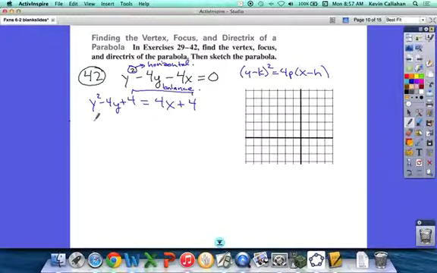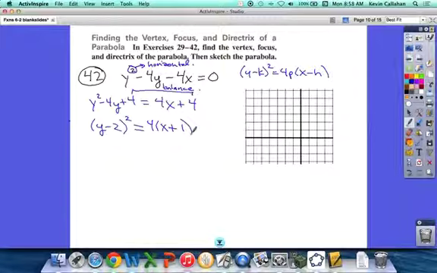Okay, now, what's on the left can be put into the y minus something squared. What will that y minus something be? Y minus, remember it's half of the middle term, 2. And on the right, you could factor the 4. Since there's a coefficient on x, we need to factor it from both terms. So that'll be 4 times x plus 1.